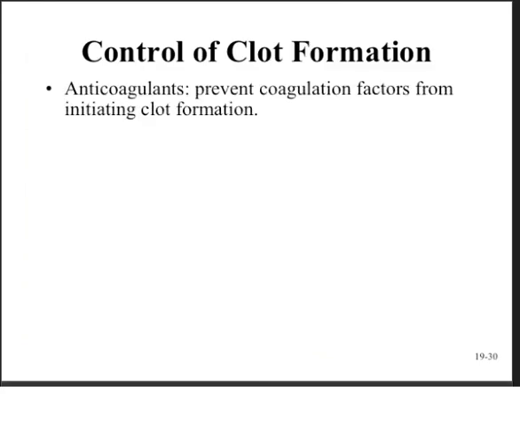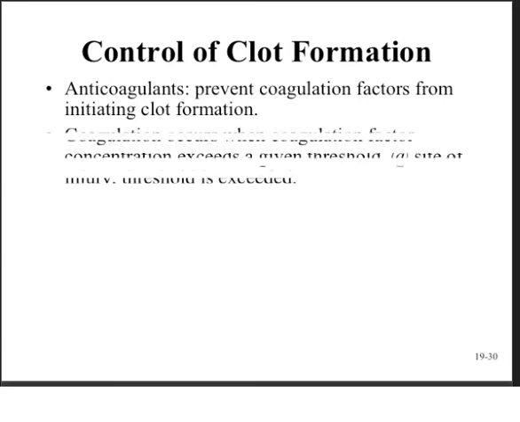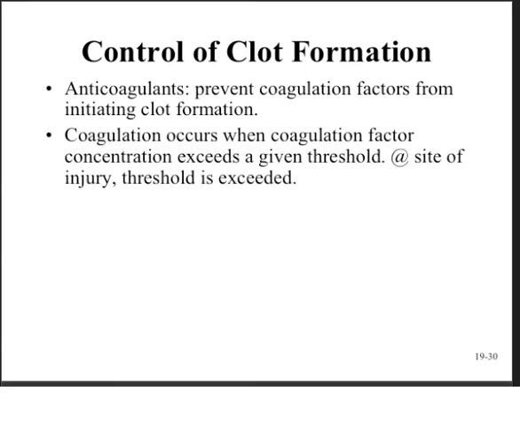So how do we control clot formation? Well, anticoagulants prevent coagulation factors from starting clots where we don't want them to happen. Coagulation is initiated when a coagulation factor concentration exceeds a threshold, for instance, at the site of an injury. Okay, this is one of the places where they can transiently concentrate and initiate the formation of the clot.